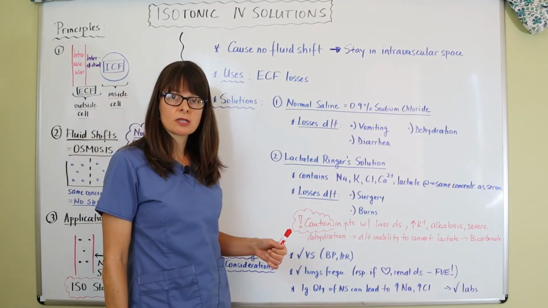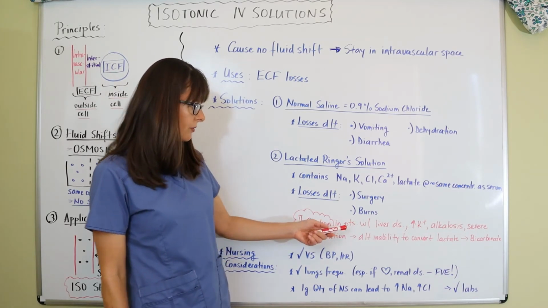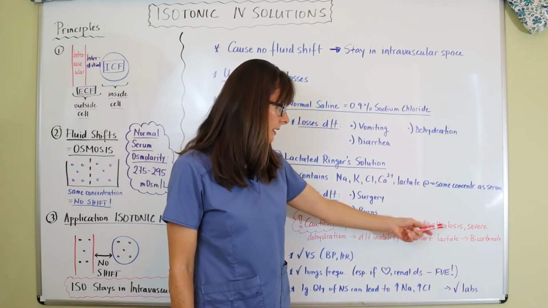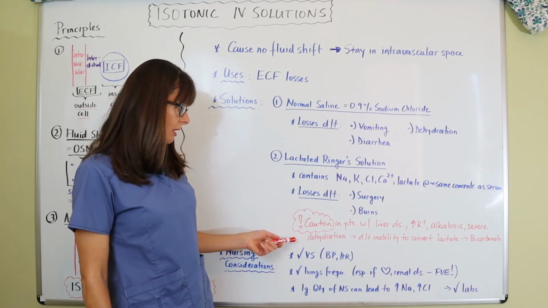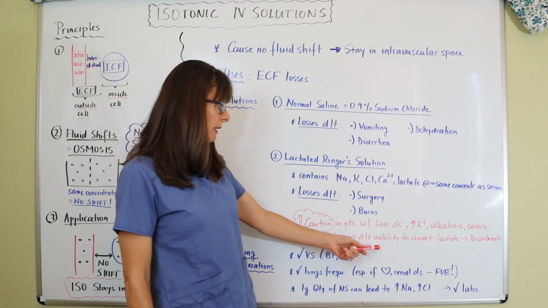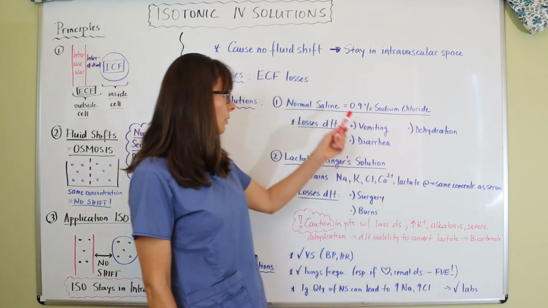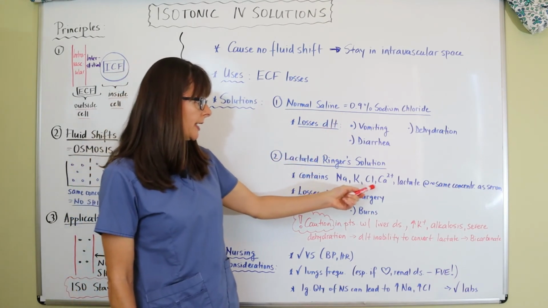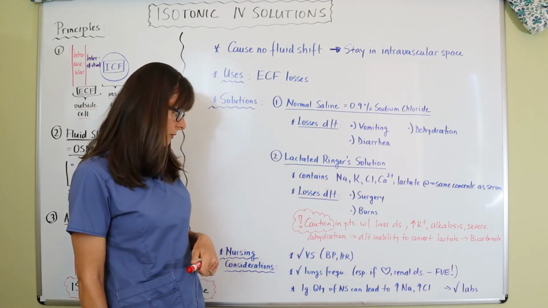Now we want to use lactated Ringer's cautiously in patients with liver disease, hyperkalemia, alkalotic states, or severe dehydration when they are really, really dry, because patients in these conditions have an inability to convert lactate to bicarbonate. Most likely we're going to stick with normal saline to rehydrate them, or carefully administer these electrolytes separately once we have their lab results.